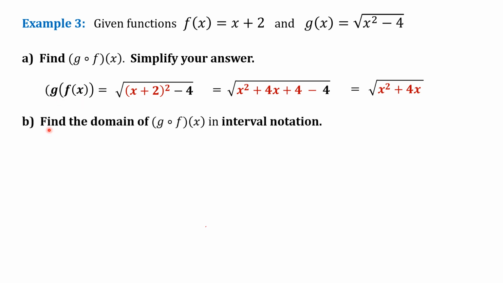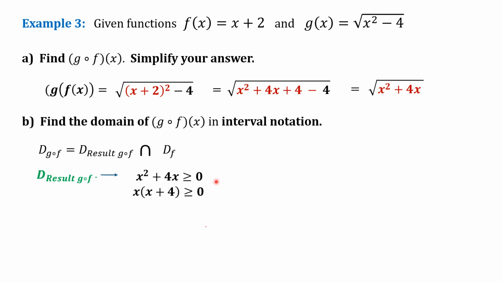Then for part B, we will find the domain of g of f of x in interval notation. So let us write the formula for the domain of g circle f, which is equal to the domain of the result of g circle f, intersection with the domain of the innermost function, which is f this time. So let us find first the domain of the result. The result of the composition is the square root of x squared plus 4x. And as we know, in this square root, the radicand, which is x squared plus 4x, should always be greater than or equal to 0. So we can start from there.